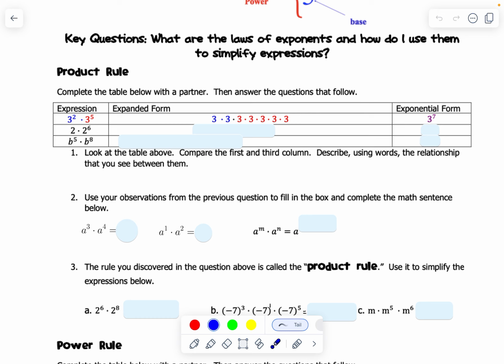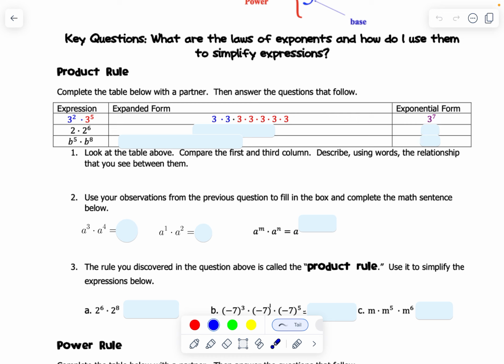So if, for example, we want to take something like 3 squared times 3 to the 5th, I could write that out in expanded form and say 3 squared is 3 times 3. And 3 to the 5th is 3 times 3 times 3 times 3 times 3. And then I'd say, well, how many 3's do I have all multiplied together? I actually have 7 of them, so we could say that that is 3 to the 7th.